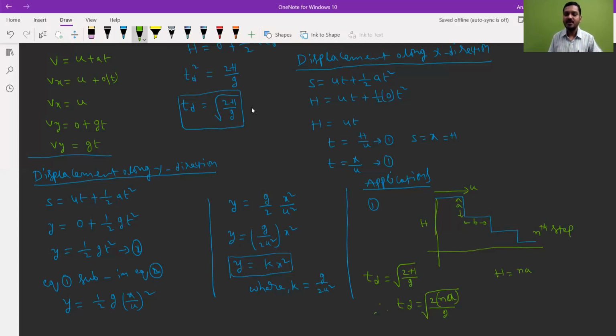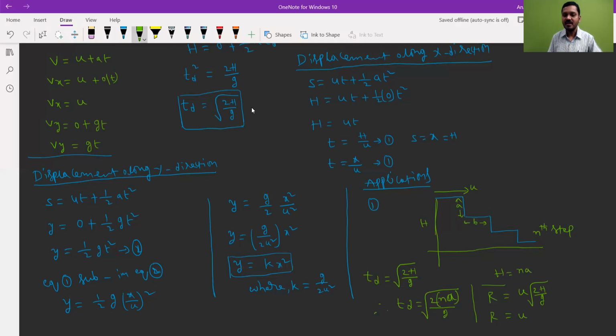That's why h is equal to n into a. Similarly, the range of the body, we know range R is equal to, what is the formula we know? u into square root of 2h by g. So R is equal to the velocity u into the horizontal distance. Horizontal distance R is equal to u into square root of 2h by g.